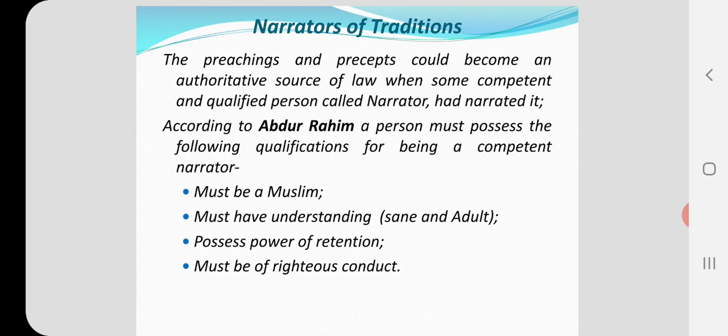In this slide, I have explained that the preachings and precepts could become an authoritative source of law when some competent or qualified person called a narrator had narrated it. According to Abdul Rahim, a famous writer who has written a very famous book on Muhammadan jurisprudence, a person must possess the following qualifications for being a competent narrator. He must be a Muslim. He must have understanding. That means he must be a sane or an adult person.